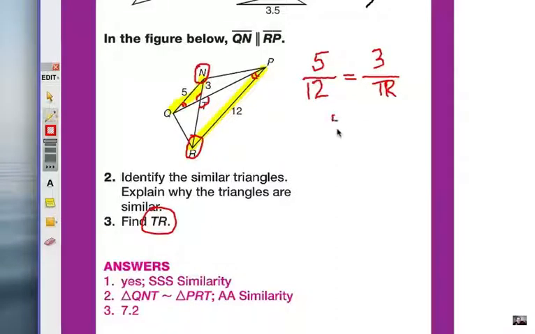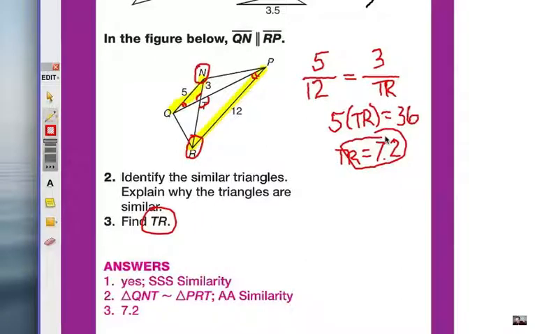Okay, so we're going to do 5 times TR. We'll consider that a variable. Equals 36, 3 times 12. Divide each side by 5, and the length of TR is 36 divided by 5, which is 7.2. All right, so when we know there's a scale factor, we can write a proportion and solve for missing corresponding parts.